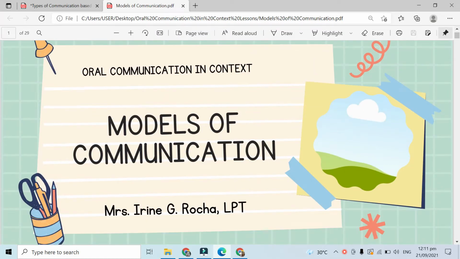Okay, for the second lesson under module number 2, I will have the models of communication.